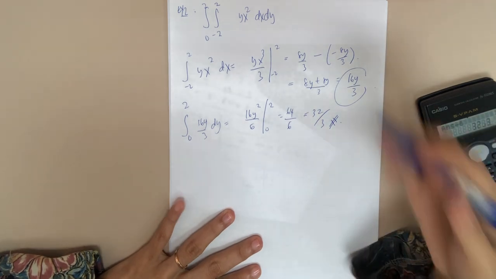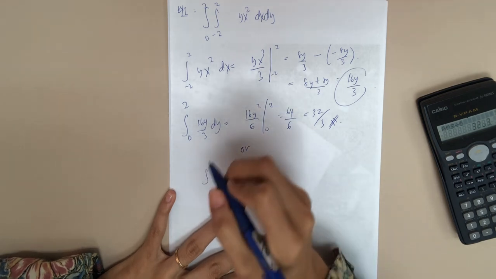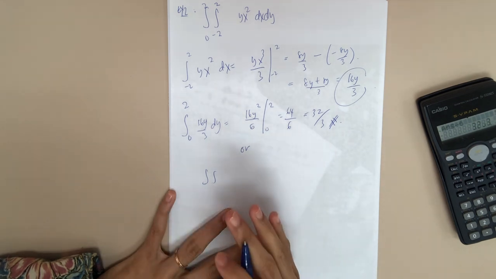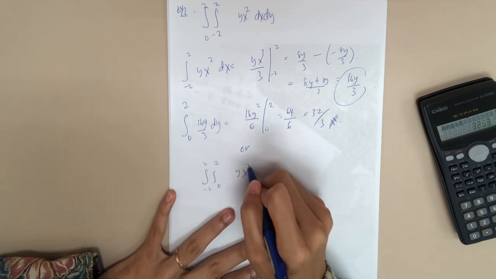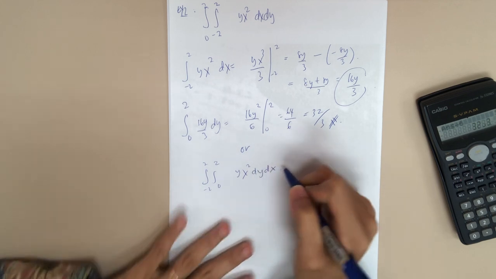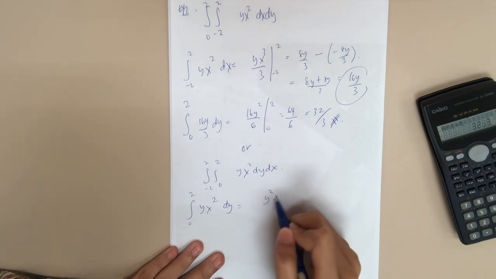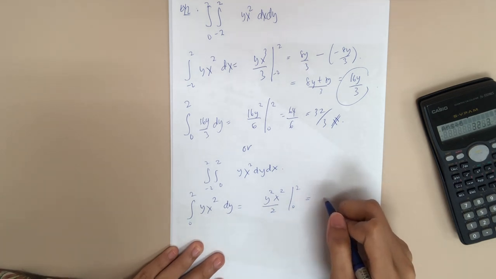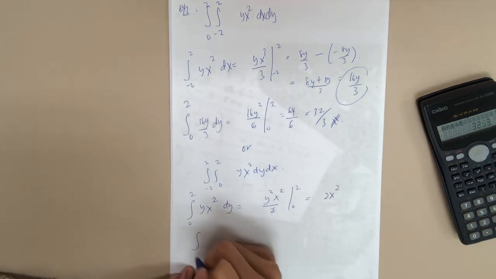Okay, so now if you want to check whether the answer is correct, we do the same question but with a different rearrangement. We do it first for dy and then followed by dx. So 0 to 2, yx squared dy. So you have y squared x squared over 2, 0 to 2, substitute into y. So you have 4 over 2, so they cancel, so you have 2x squared. And then you repeat the same, but now your limit is negative 2 to 2.